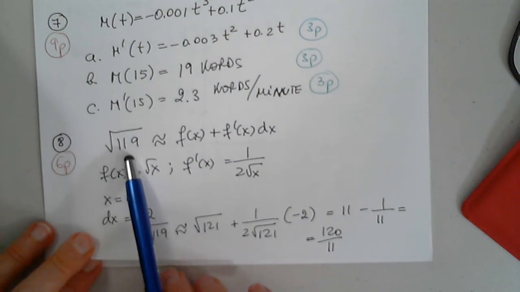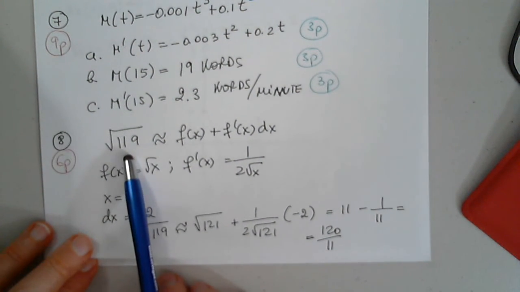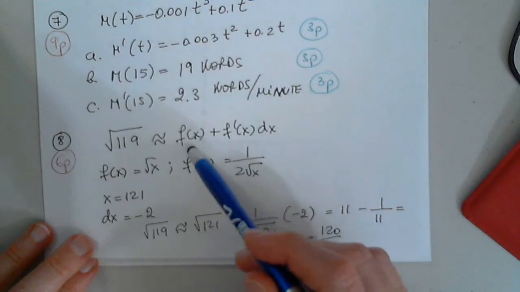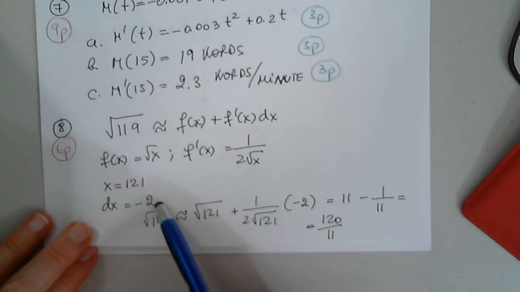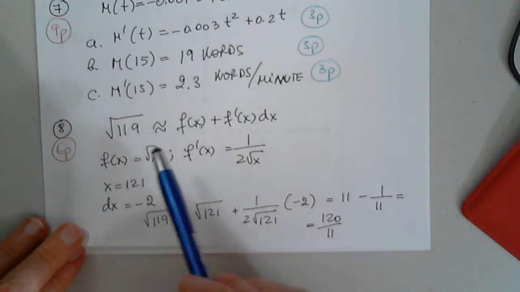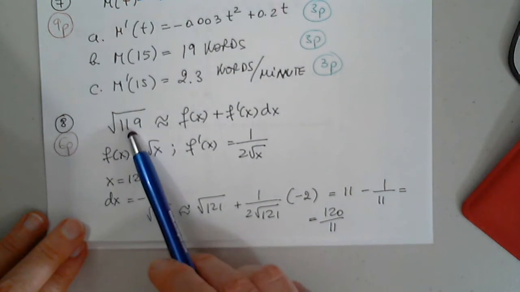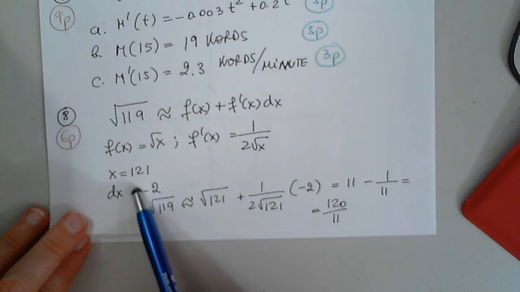We were asked to use differentials and approximate the square root of 119, and this is the formula, f of x plus f prime of x dx. The function is the square root of x. Its derivative is 1 over 2 the square root of x. The actual number is 121, and the minor error is negative 2.